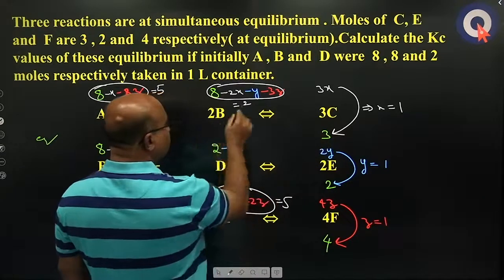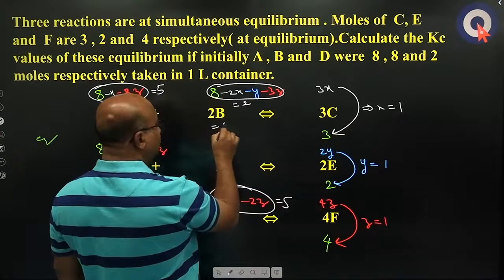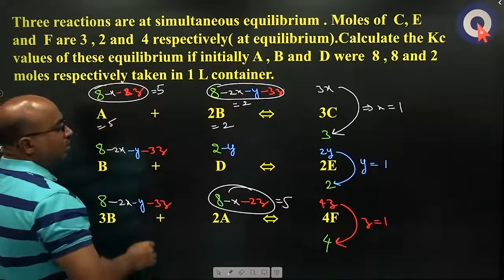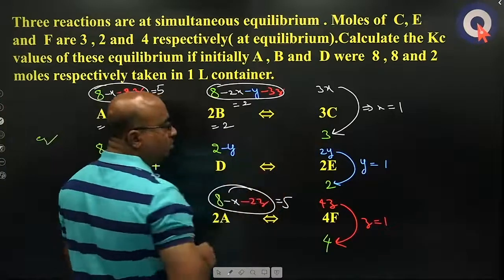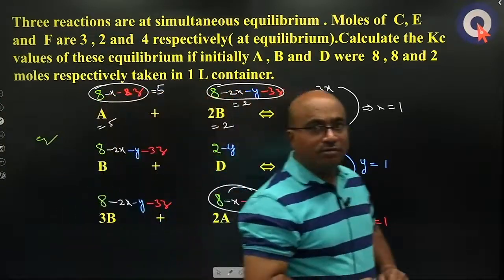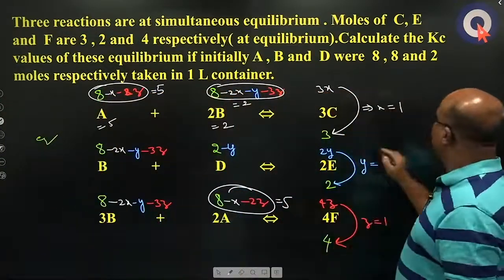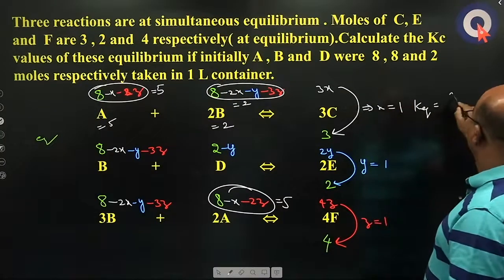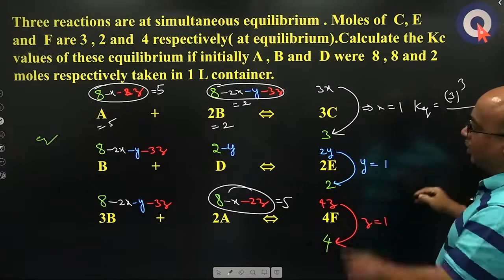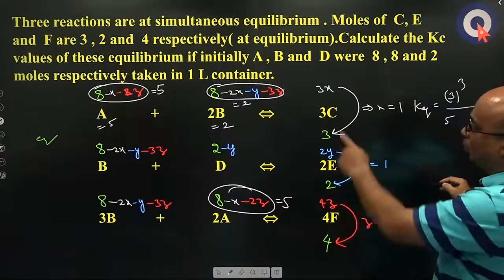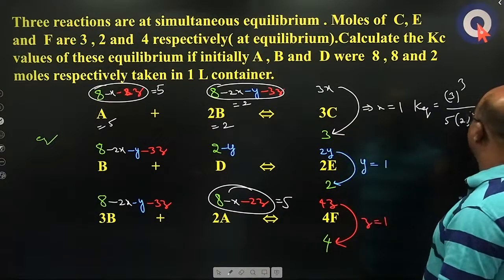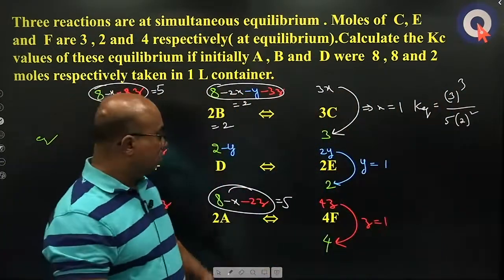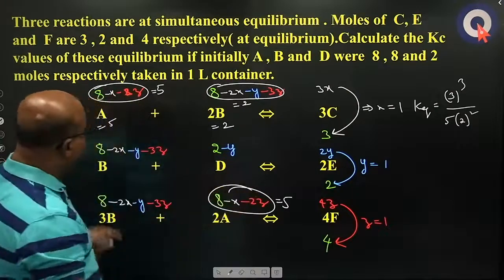So the concentration of this is 2, the concentration of this is 5, and the concentration of C is 3. So what is the equilibrium constant I can write now? For the first equilibrium, K will be 3 cubed, C cubed, by A, that is 5, into 2 squared. Clear?